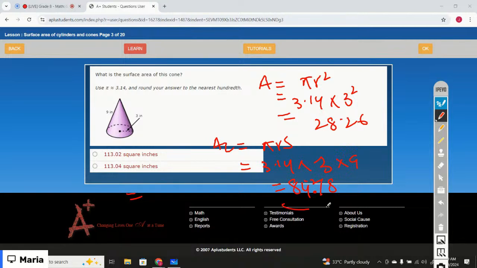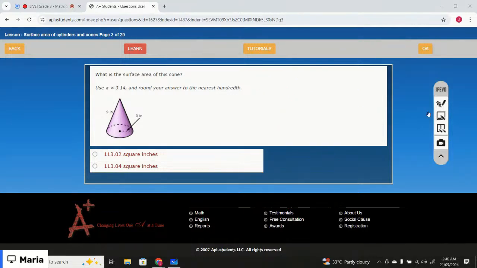You need to add the lateral area and area of base. So the correct option is 113.04. Option number 2 is the correct option, right? So you have to calculate the area of base. Base is the circular face, that is pi r square. Then the area of the lateral, that is pi r s. So the correct option is 113.04 square inches.